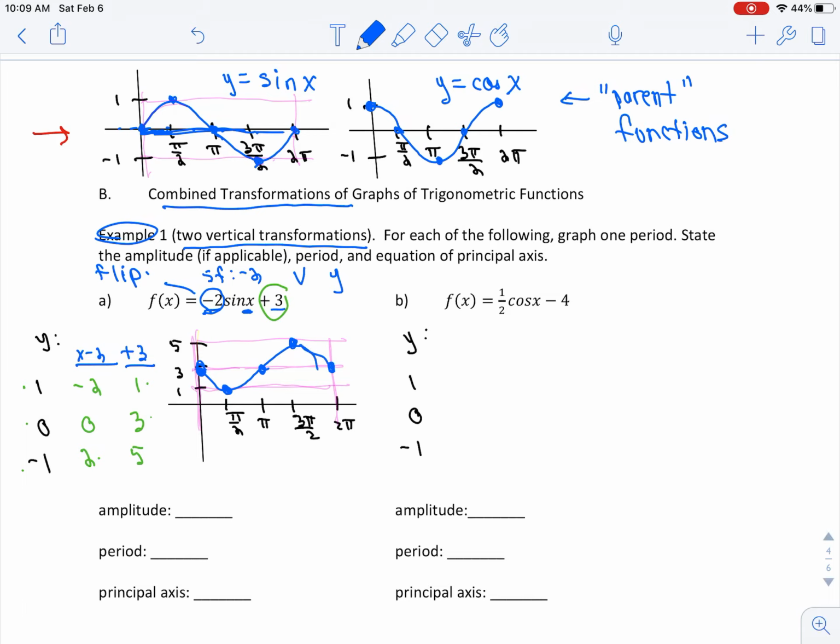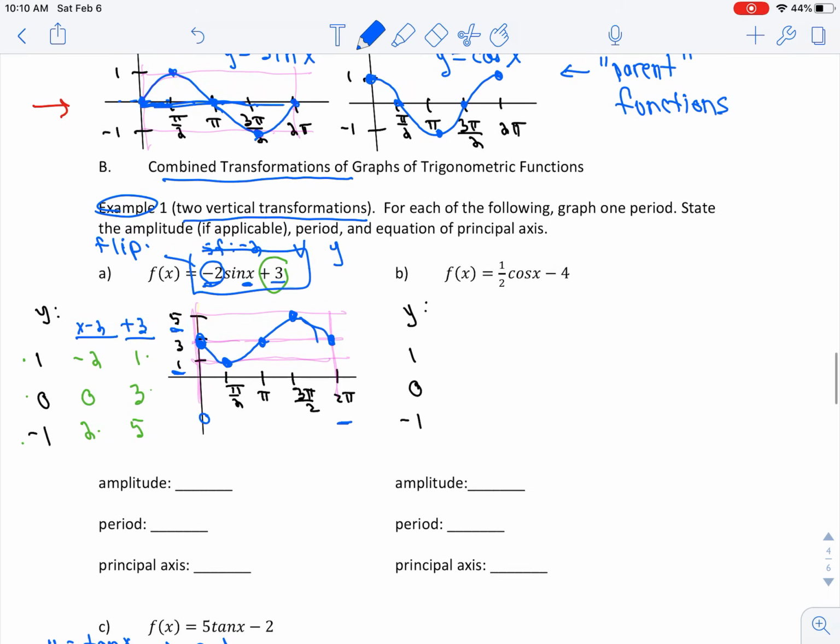And you can check this with your graphing calculator. Just go in and put this function in, and then put these window values in. Put your x min at 0, your x max at 2 pi, your y min at 1, and your y max at 5, and that will help you check it to make sure that it looks the same.